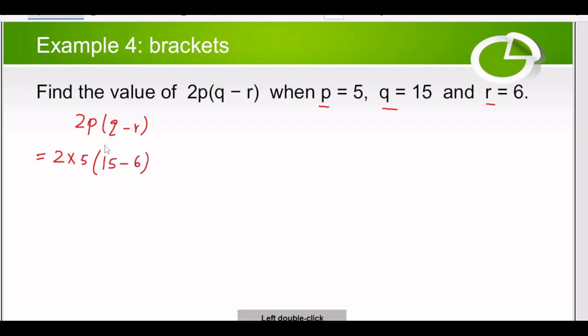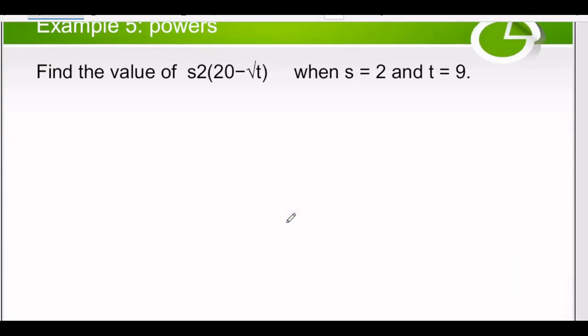See, I have replaced all the letters by the numbers that were given to us. Now this is 2 times 5, then solving the bracket, 15 minus 6 is 9. Now we have only multiplication, 5 times 2, 10 times 9. So, this is 90. You see, if you go step by step, it becomes very easy.